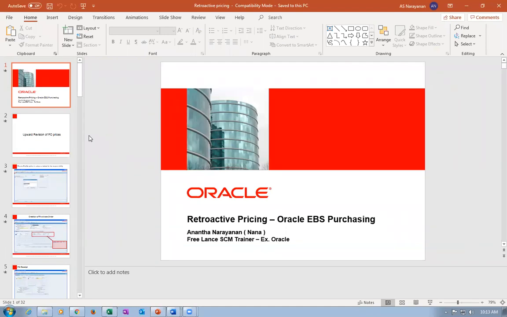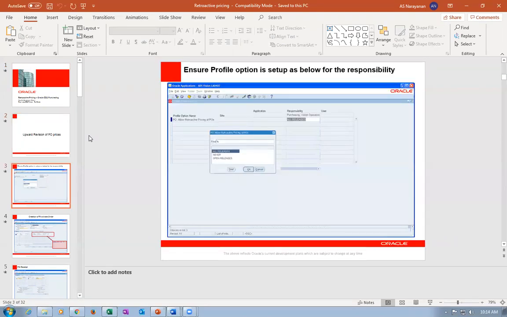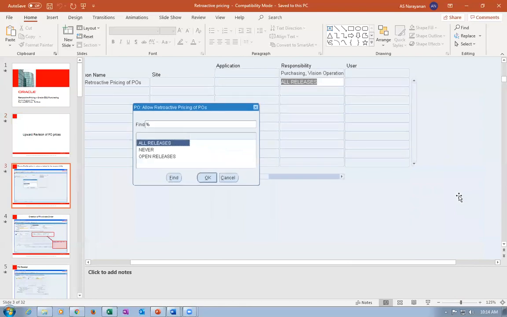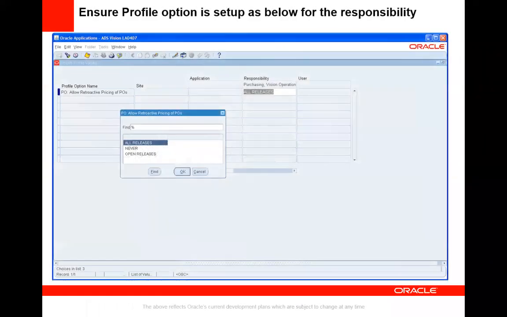automatically. We can run a concurrent program and that will be creating an adjustment invoice. Here also it will be there, but I don't know how to do it now. Fine, this is for the upward revision of PO prices. So there is a profile option also there. So we had to set it to all releases on this profile option actually. So this profile option has to be set to allow retroactive pricing to all releases actually.